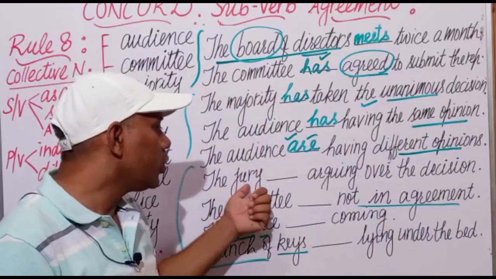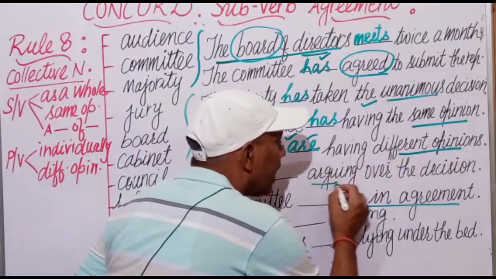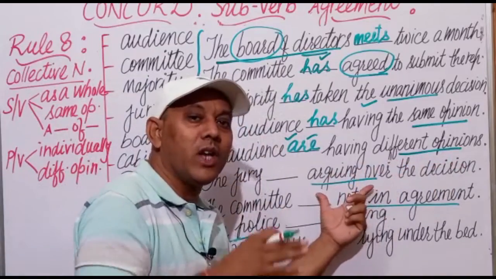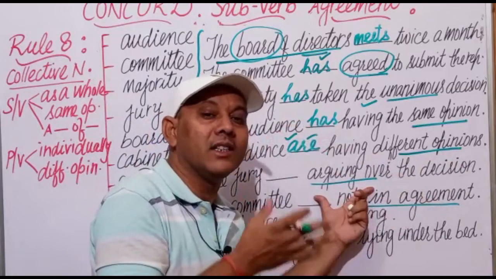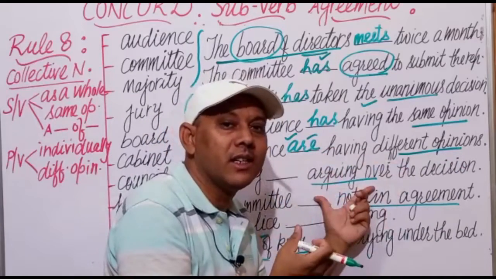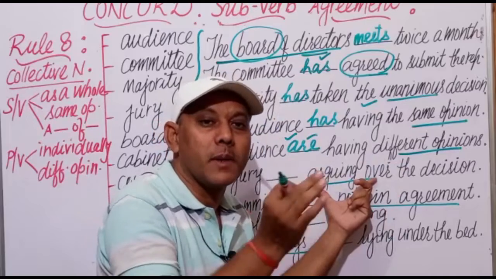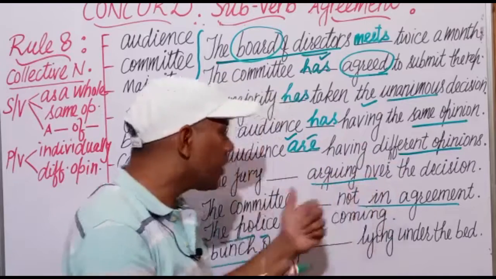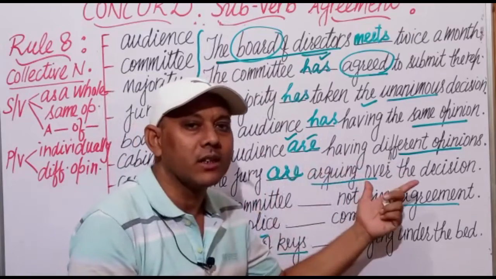Next is the jury dash arguing over the decision. Why are they arguing over? They are arguing over because they have not consented. Means they have not the unanimous decision. They are not in agreement. That's why they are arguing over a specific topic, a specific decision. That's why we shall use, the jury are arguing over.